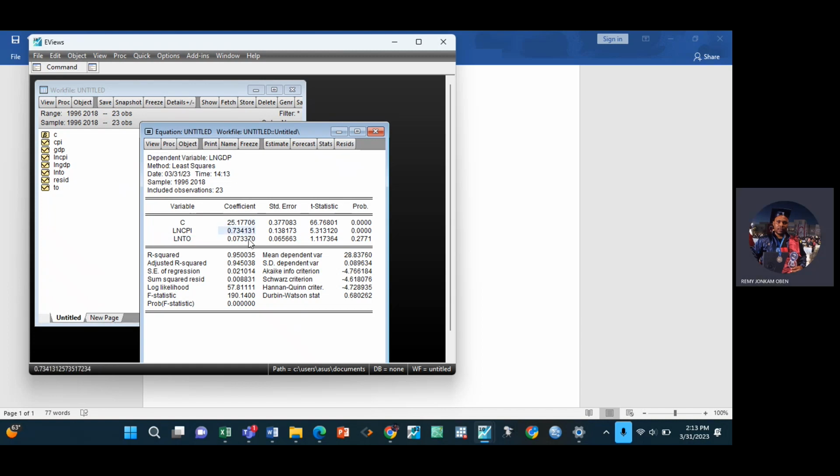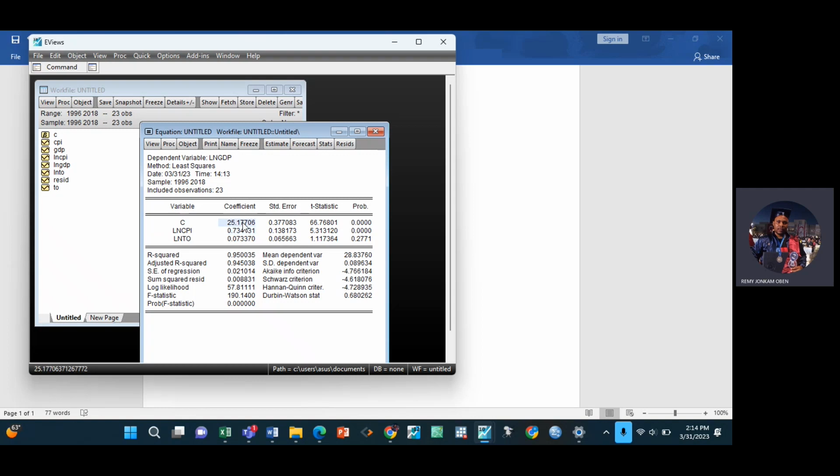You can interpret the coefficients exactly the same, but first of all, check if they are significant. You see, these ones are less than 5, so they are significant, but this one is greater than 5, it's not significant, so we cannot interpret this one. So what we'll say here is that trade openness has no statistically significant impact on GDP. Then here we can interpret this one because it's significant. So we'll say 1% increase in CPI, ln CPI, will cause 0.73% increase in ln GDP on average. Increase because here is positive.